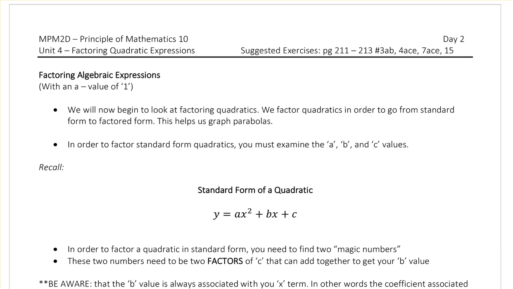Hello everybody, welcome to day 2 of factoring. Today we're going to continue our discussion of factoring. Last time we were looking at common factoring. Today it's going to get a little bit more complicated, and it carries into the next few days.